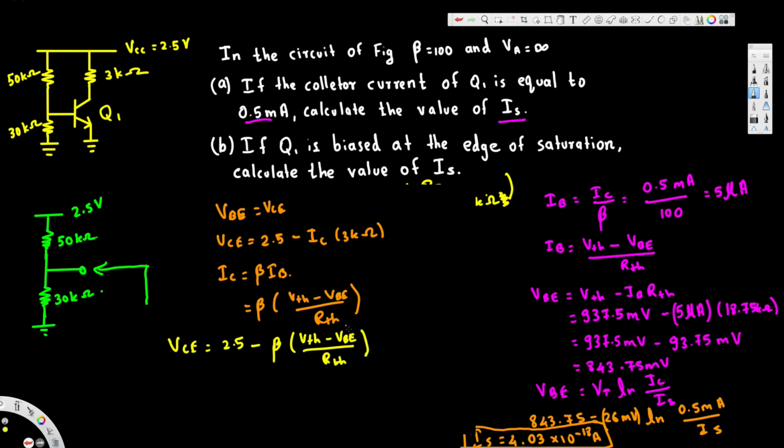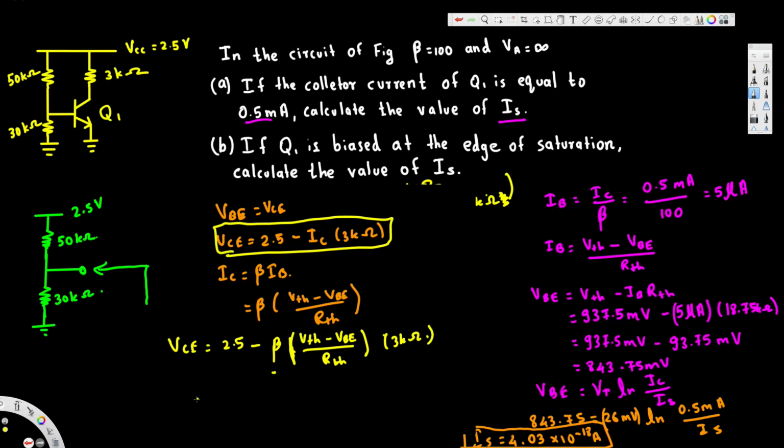And beta times VThevenin minus VBE over RThevenin, multiplied by 3 kilo ohm. This is altogether for IC, multiplied by 3 kilo ohm. We are applying this equation, multiplying by 3 kilo ohm.